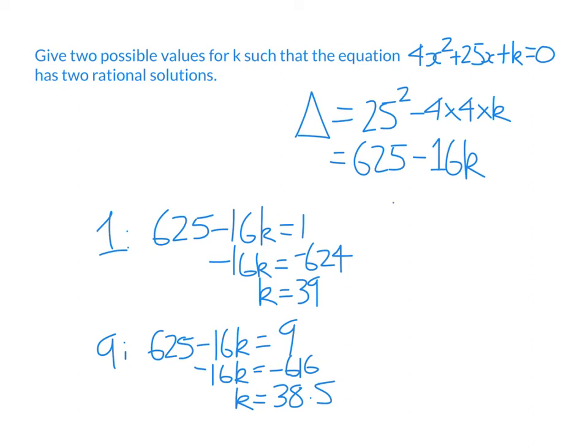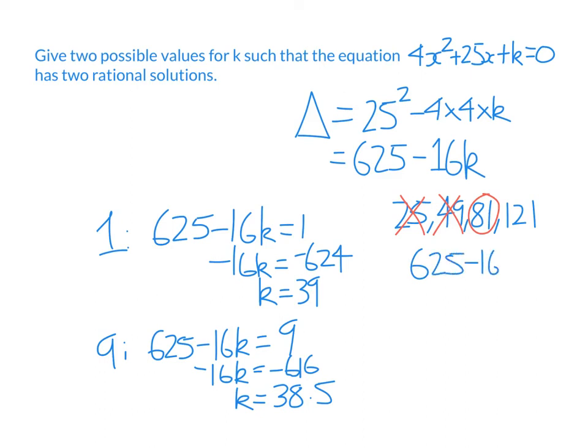The next odd square number is 25, and then there's 49, 81, 121, and so on. So I can just try each of these and see if they'd give me an integer value for k. Well, these two don't, but 81 does. So what do I mean by that? Well, if I solve the equation 625 minus 16k equals 81, I get minus 16k equals negative 544, and then dividing each side by negative 16 gives me k is 34. So that's another possible solution.